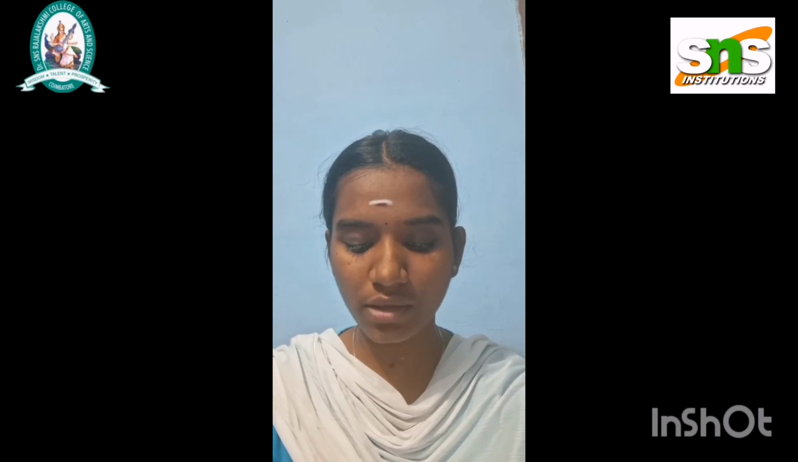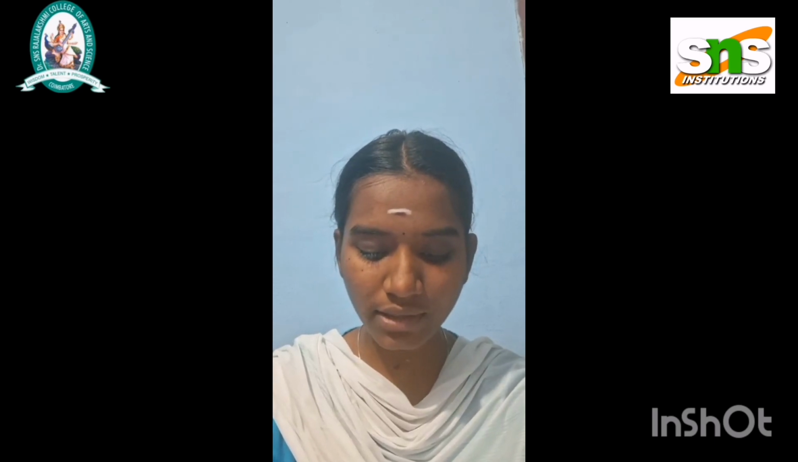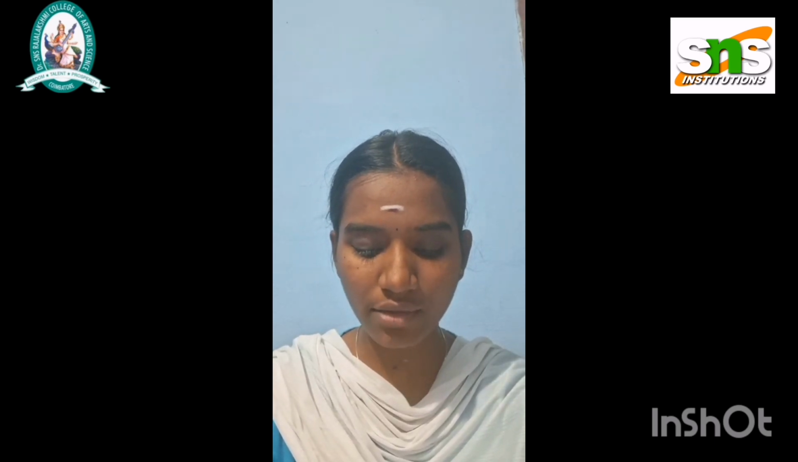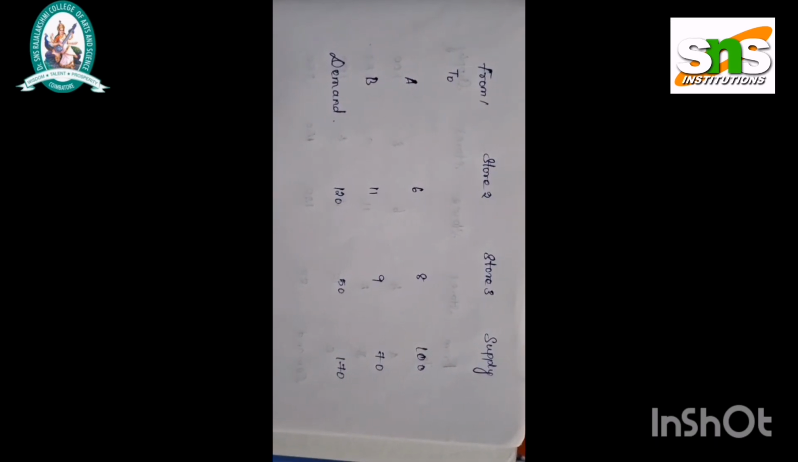Select column 3. Minimum cost is equal to 6 at C store 3. Allocate minimum of 100 and 150, which is equal to 100. Now we get supply at C 100 into 0. Demand at store 3 is 150 into 50. Eliminate row C. This is the next table.